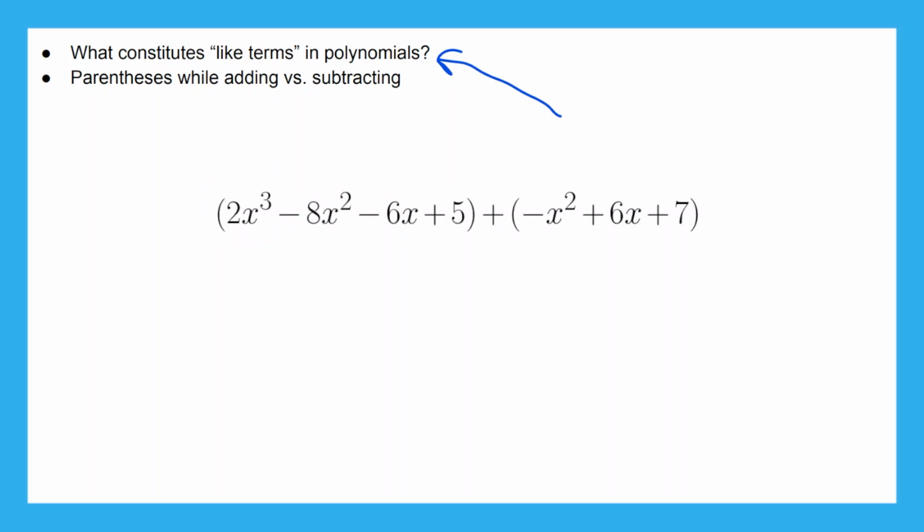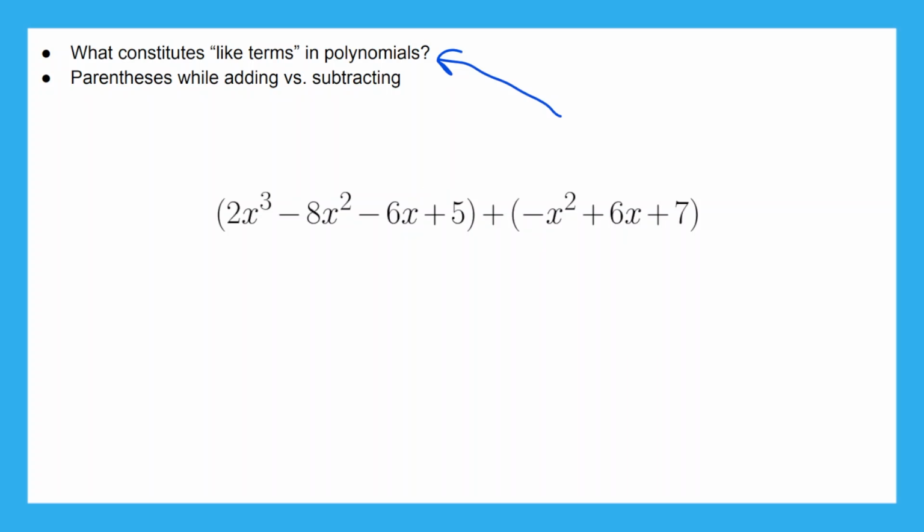What about negative 8x squared? Are there any other terms that are like terms with negative 8x squared? Well, notice we have a negative x squared or negative 1x squared. Those two are like terms because they have the same variable, x, and they have the same exponent, which in this case is 2. What about negative 6x? Well, we also have a positive 6x. Those are like terms because they both have the variable x and they both have an exponent of 1, even though we usually don't write that 1. So those will be combined.